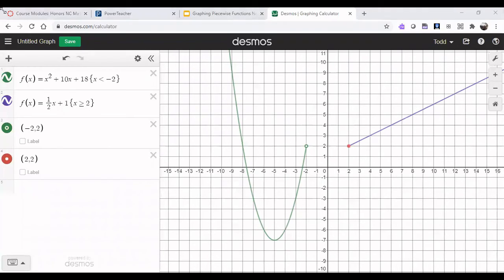So cut out that picture. Make sure you get the minimums in there, get the x-intercepts.